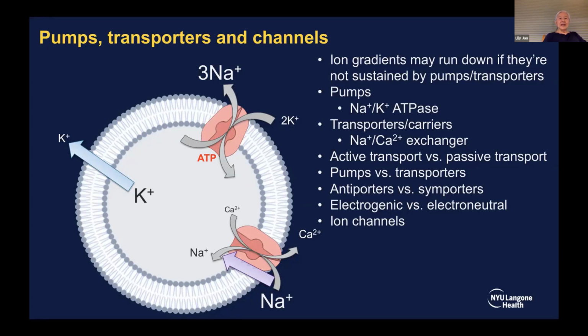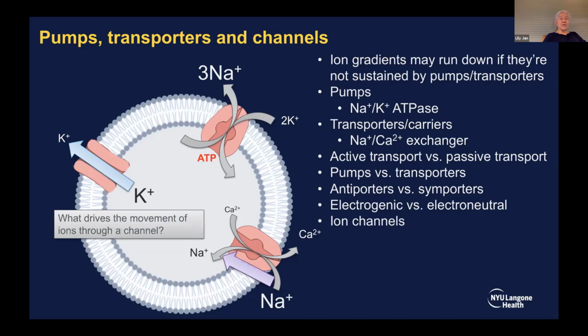And for pumps and transporters that cause a net flux of ions or charges across the membrane, they are referred to as electrogenic transport systems. And for pumps and transporters that have no net flow of charges, they are electroneutral. Now, for ion channels that could really allow ions to go in either direction, the question is what's driving the ions to move to generate a net flow of charge.